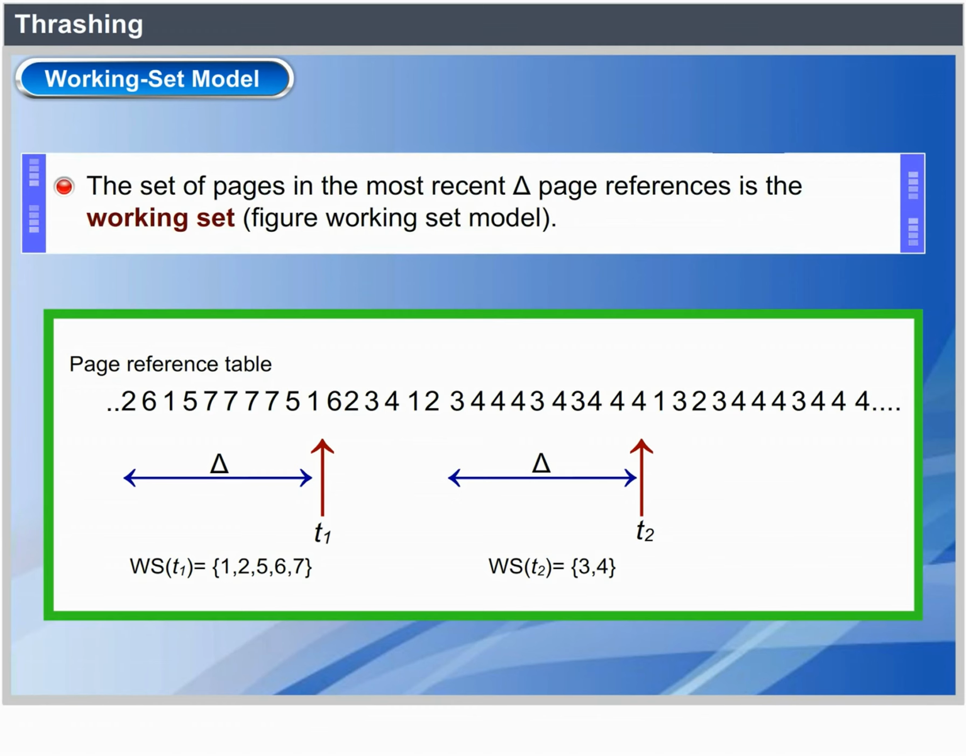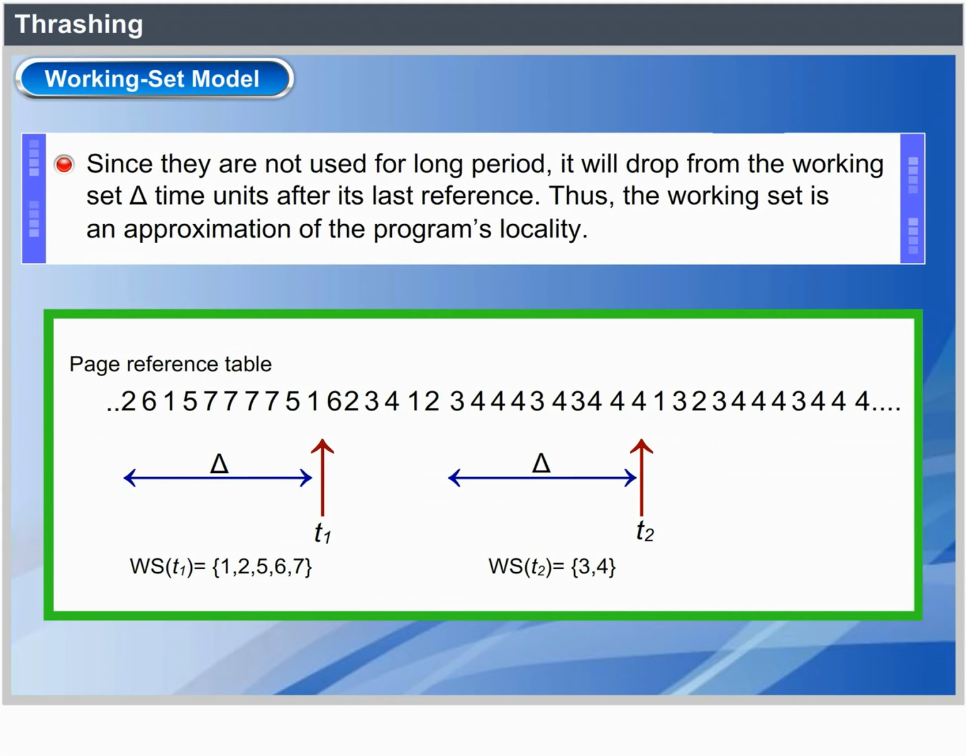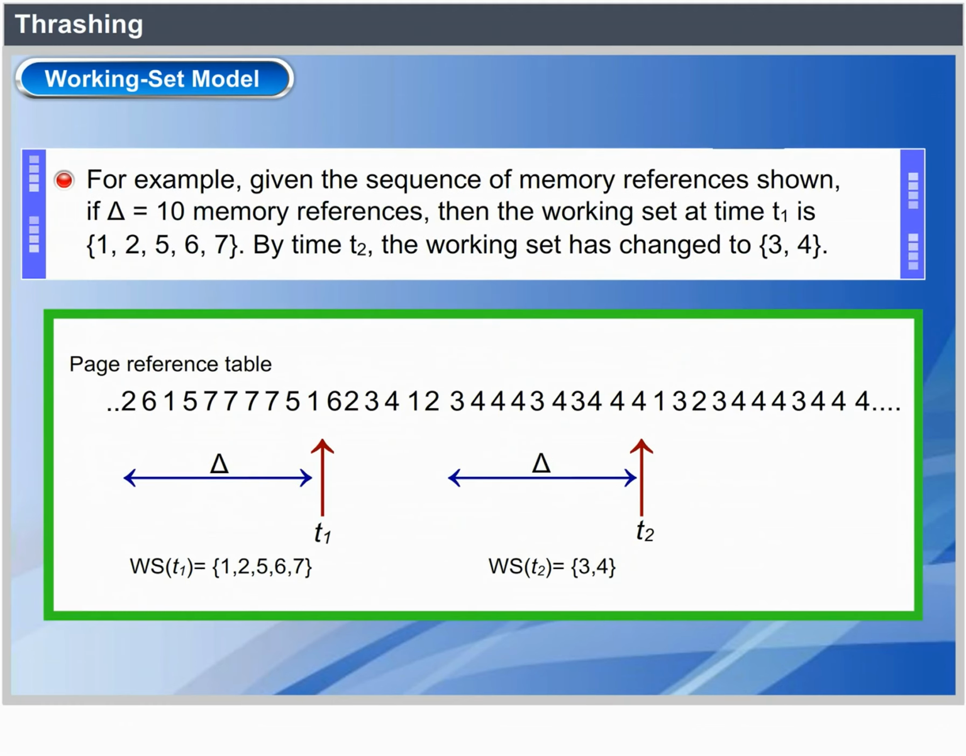If a page is in active use, it will be in the working set. If it is no longer being used, it will drop from the working set delta time units after its last reference. Thus, the working set is an approximation of the program's locality. For example, given the sequence of memory references shown, if delta equals 10 memory references, then the working set at time t1 is 1, 2, 5, 6, 7. By time t2, the working set has changed to 3, 4.